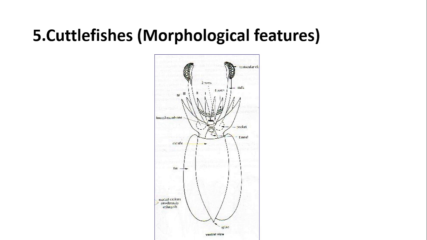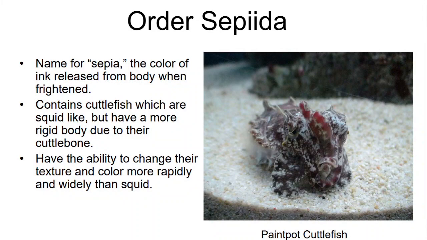Fifth, first we know the morphological features of the cuttlefish. This is the morphological images of the cuttlefish. This is the ventral view of the cuttlefish. Here we can see the tentacle portion, 8 arms portion, pocket region, fins region, funnel region, etc.